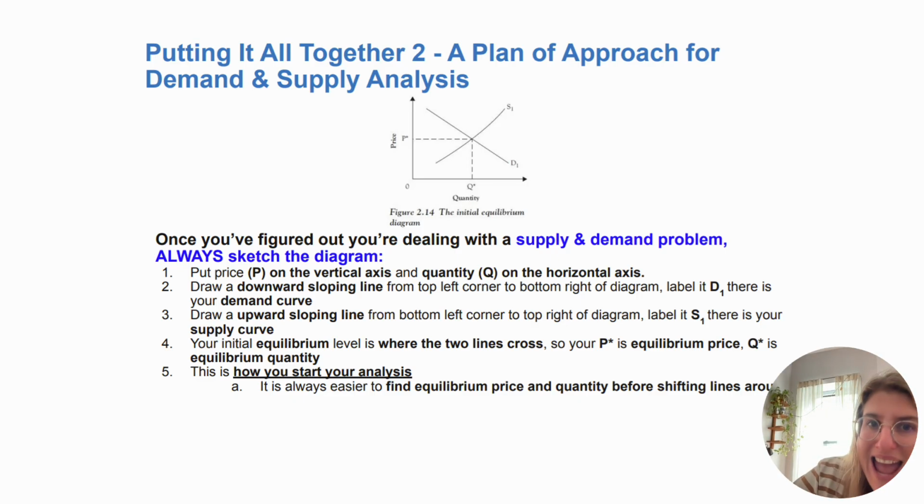So next, map out or indicate the point where the two lines cross, right? And this is your equilibrium. So this gives you P**, the equilibrium price, and Q**, the equilibrium quantity. Okay, good. So this is where we are now before anything happens, right?